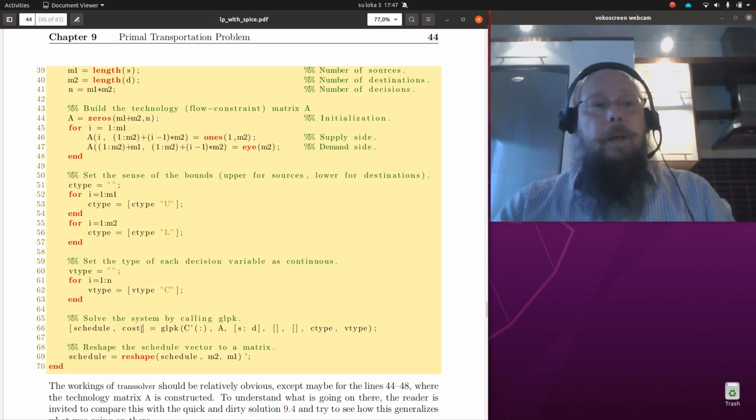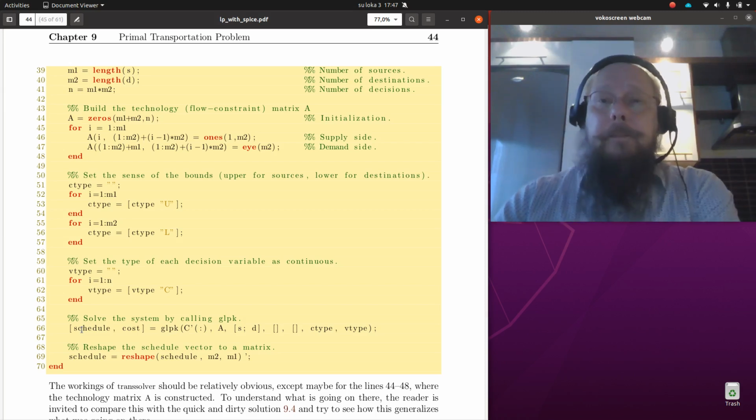Then I solve by using GLPK. So this we saw in the ad hoc solution, the quick and dirty solution before. So schedule, cost will be GLPK. Okay, so the C will be the cost matrix transposed and unfolded. Then A, so the B will be the S and D.